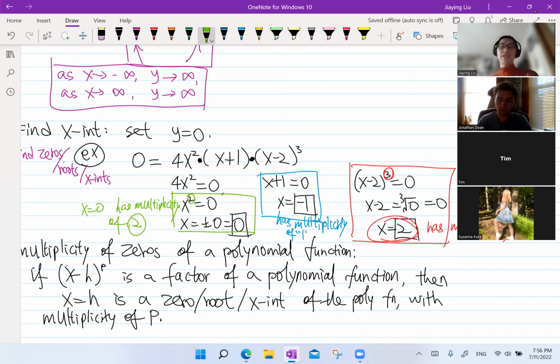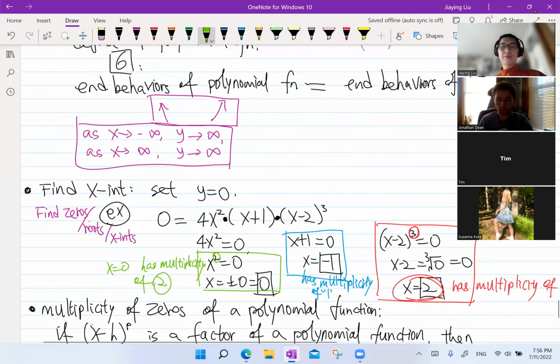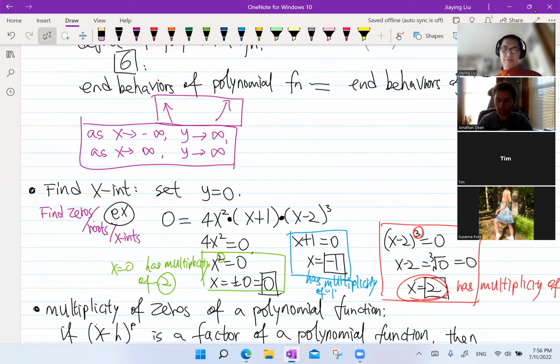So really, when we look at each of these factors in the polynomial function, we pay attention to the exponent. If the exponent is one, we get multiplicity of one when we solve for the root or the zero or the x-intercept. But if we have the exponent three, then the zero or the x-intercept is going to have a multiplicity of three. All right, any questions about multiplicity of the zeros?